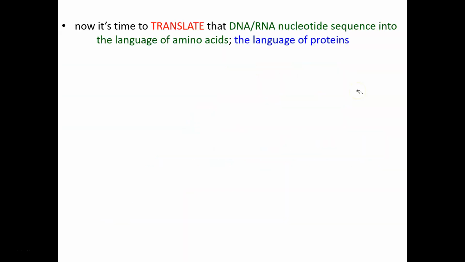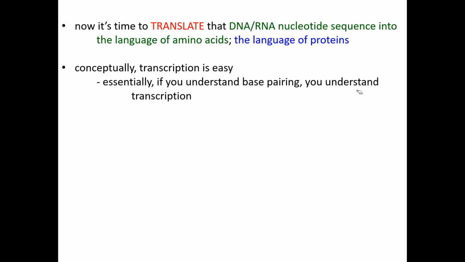So now we are ready to move on to the last topic of this lecture, translation. How do we take that intact, complete messenger RNA and translate it or decode it into a chain of amino acids? So again, conceptually, transcription is the easier of the processes we're talking about today. There's not much to it, right? If you understand base pairing, you understand transcription. A's go with U's because it's RNA, T's go with A's, G's and C's go together. You separate the DNA, you have a single strand of DNA, you can copy it into RNA.